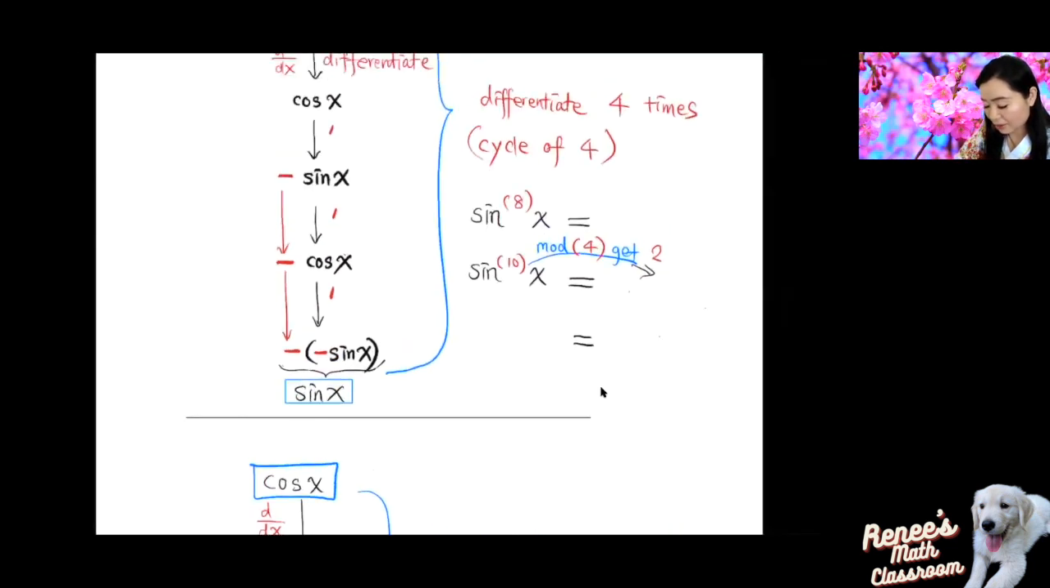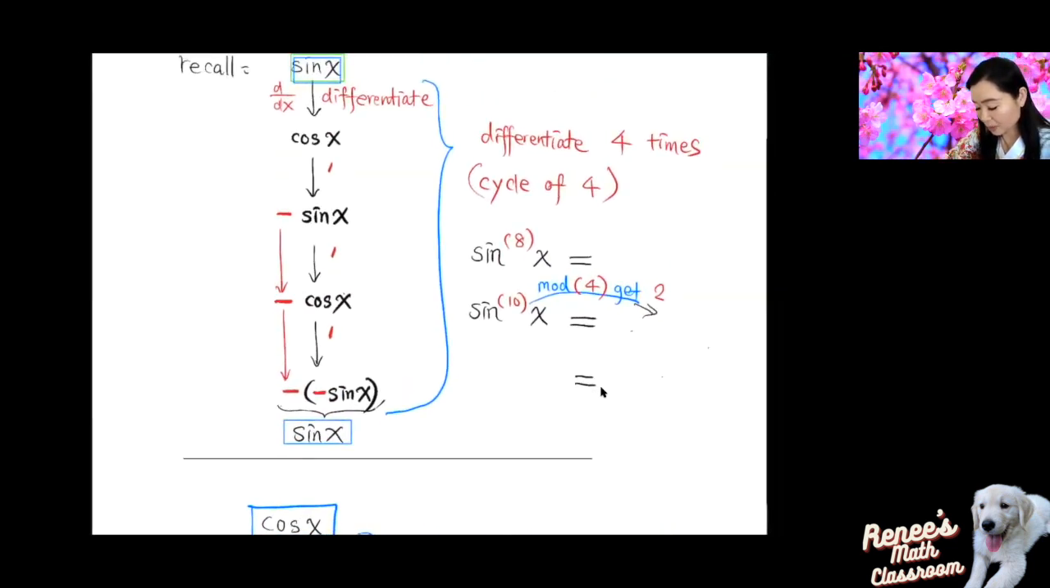So now you discover there's a pattern. When you differentiate sine x 4 times, you get back sine of x itself. So it has a cycle of 4. So using this pattern, we're able to find higher derivatives of sine x.